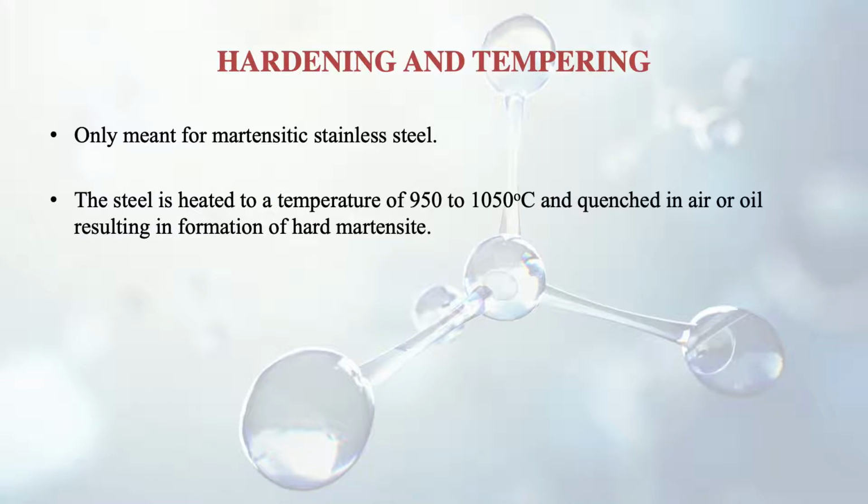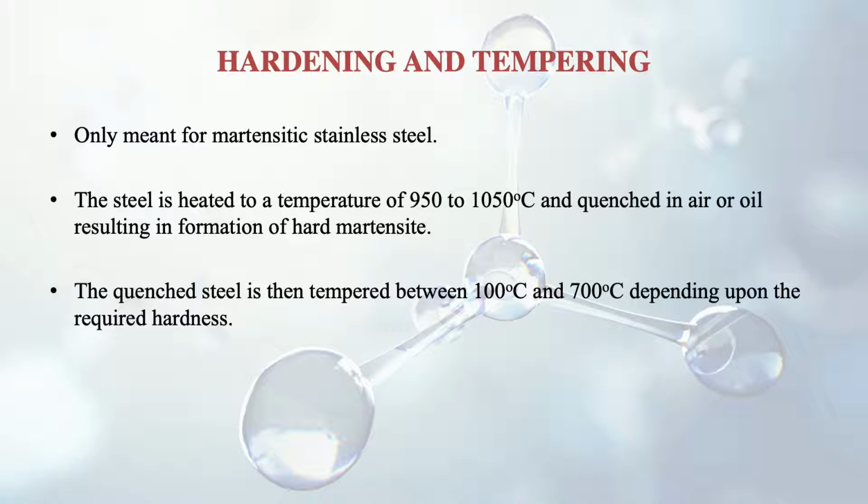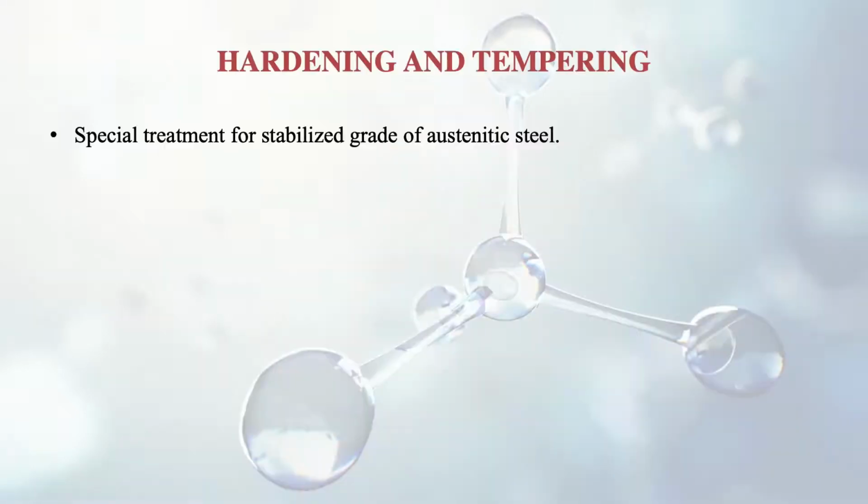This kind of steel is heated to a temperature of 950 to 1050 degrees centigrade, and then it is quenched in air or oil, resulting in formation of hard martensite. The quenched steel is then tempered between 100 and 700 degrees centigrade depending upon the required hardness. So this temperature you can vary depending upon the hardness you require in your specimen.